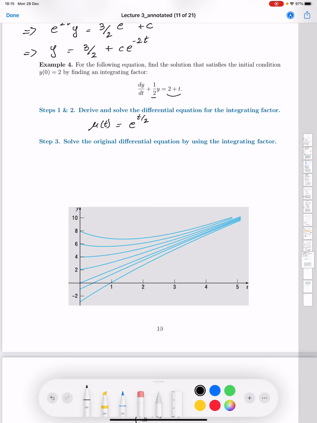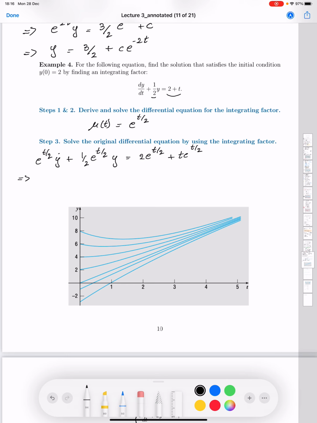I need to multiply this equation by mu, my integrating factor. So I will have e to the power of t over 2 times y dot plus 1 over 2 e to the power of t over 2 times y equals 2 e to the power of t over 2 plus t e to the power of t over 2.